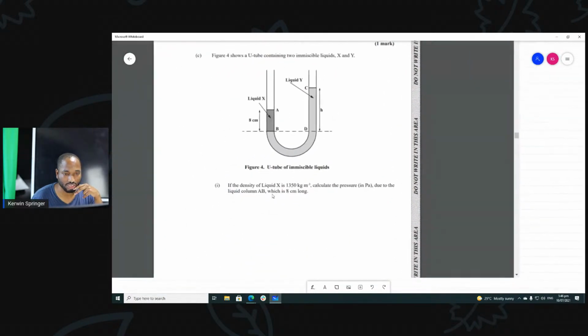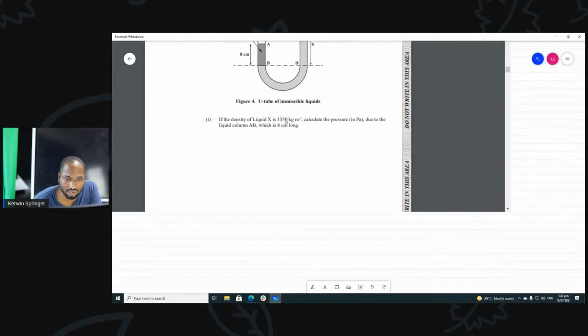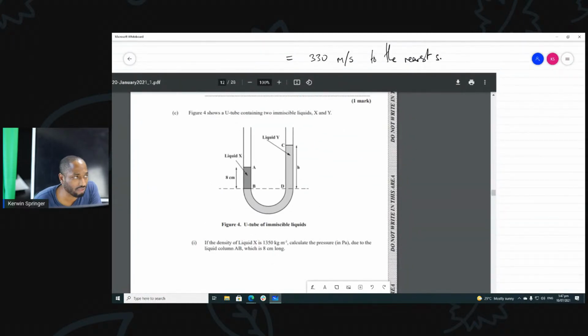I never did this question. If the density of liquid X is that, calculate the pressure in pascals due to the liquid column AB, which is 8 centimeters long. This has a next part. This man left out the critical part of this question. I don't know, the 1 mark part. What's the next part?